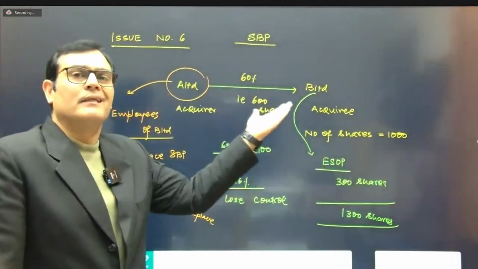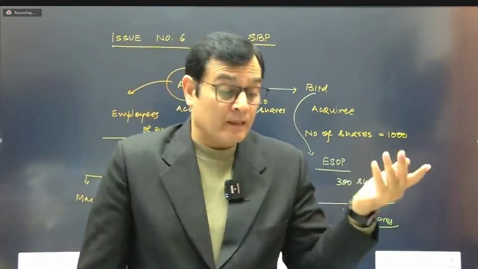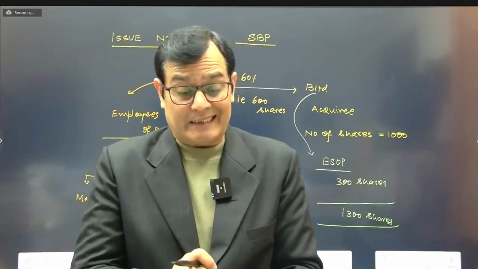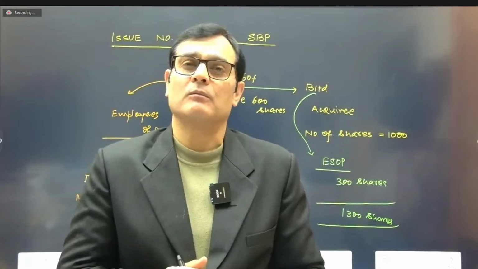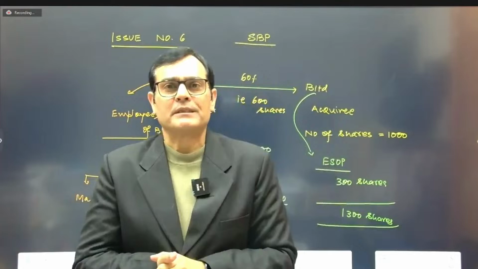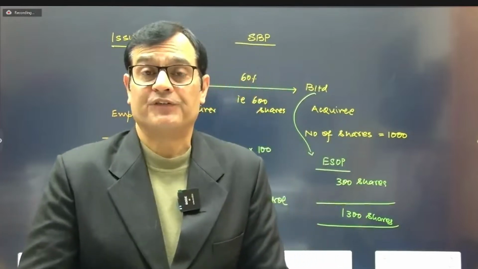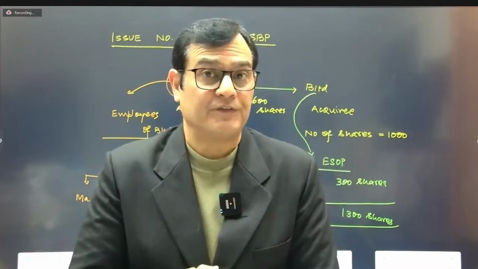Maybe A is mentally prepared that even if the percentage goes down, for example, A had a 90% stake, he had 900 shares in B. Now, once B issues the shares to the employees, A still has 900 shares out of 1300. That means he still has almost 69% stake. So he may be mentally prepared that the percentage will go down, but he is not interested in replacement of these shares. So A may also decide, no, I am not going to replace.